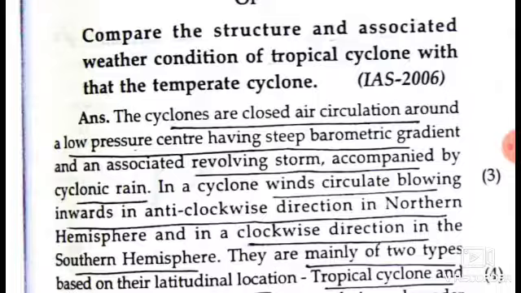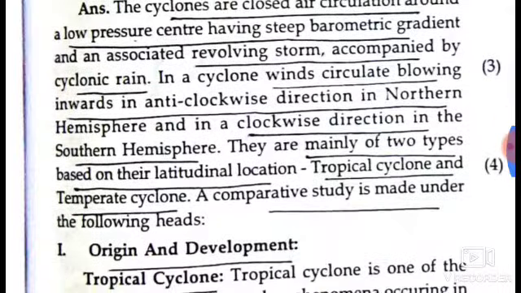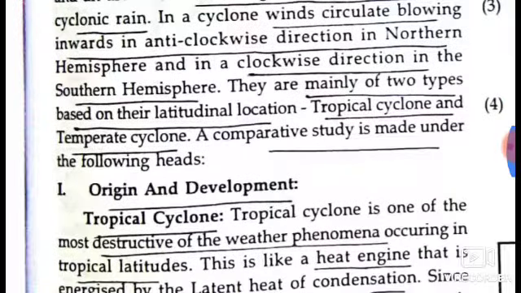In a cyclone, winds circulate, blowing inwards in anti-clockwise direction in the northern hemisphere and in clockwise direction in the southern hemisphere. There are mainly two types based on their latitudinal location: tropical cyclones and temperate cyclones. A comparative study is made under the following heads: origin and development.